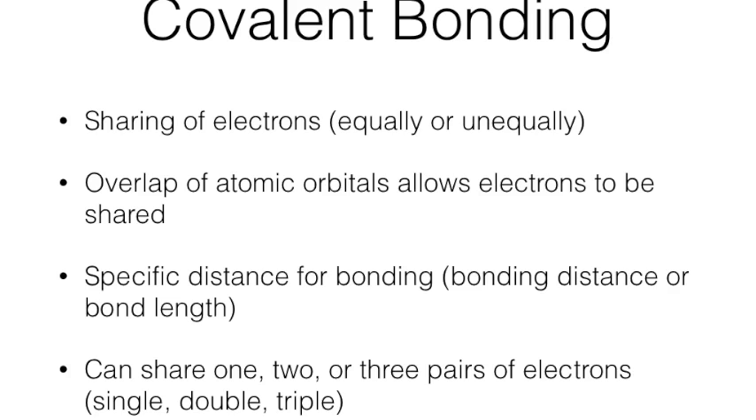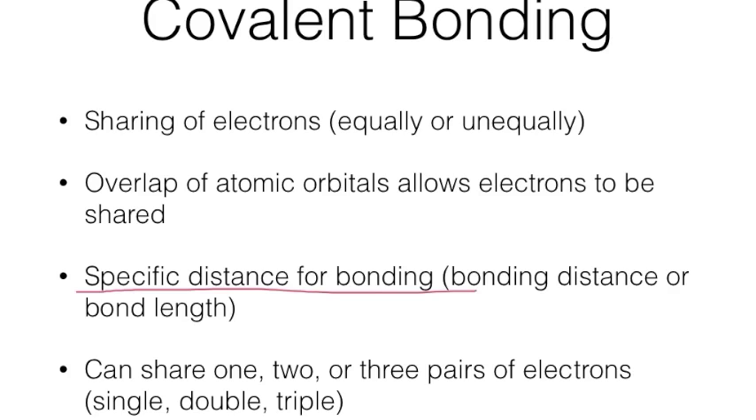Now, the distance between the atoms is pretty specific, okay, what we call a bond length or bonding distance. Such that if you go too far or too close together, the energy is not favorable, okay? If you go too far apart, then you don't have a bond, okay? So there are specific bonding distances that give us the optimal length for a bond to occur, okay?